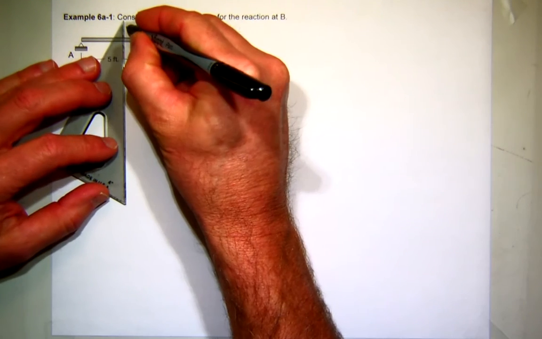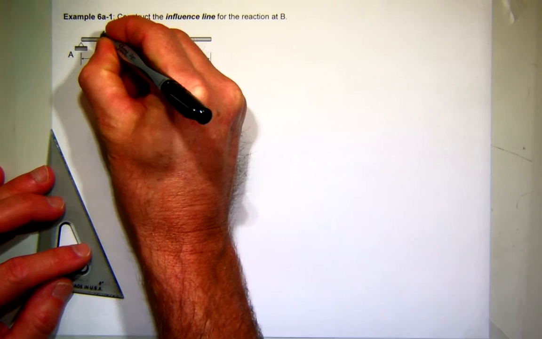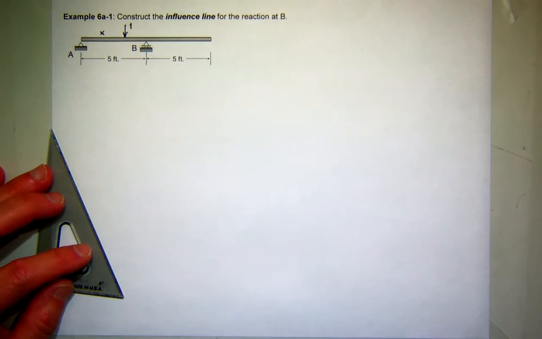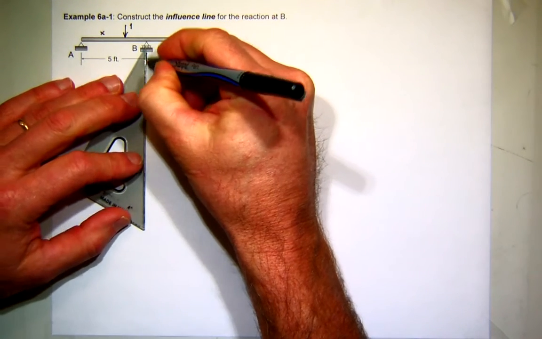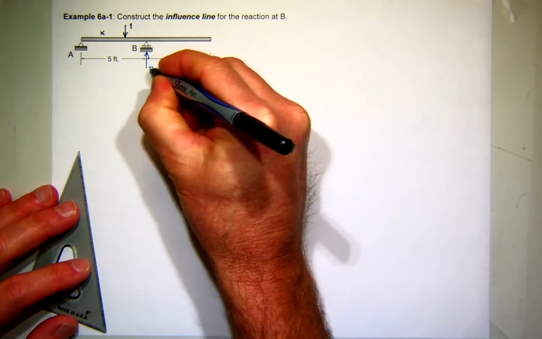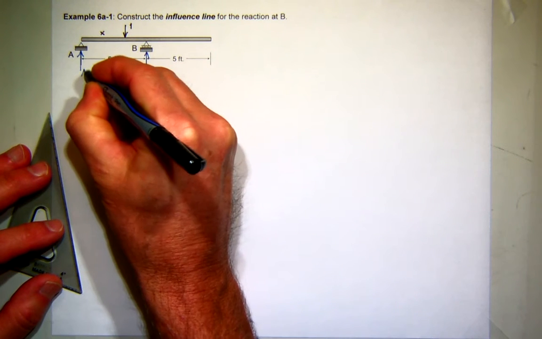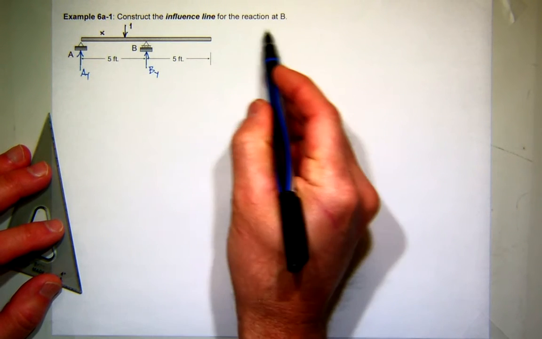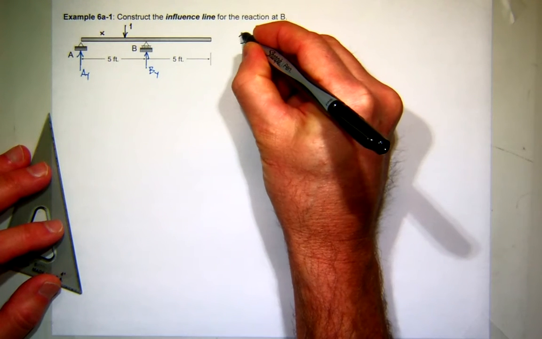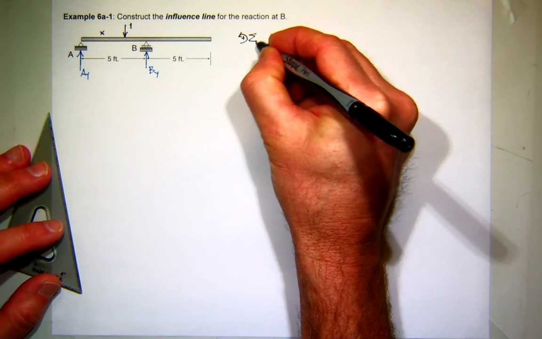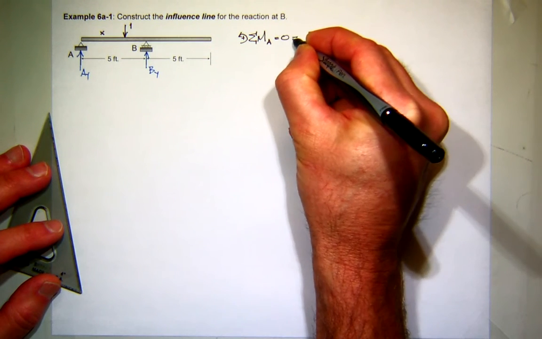So I'm going to say, here's my unit load of 1 at some distance x from the left. I'm going to assume my reaction at B is up. I'll call it BY. And I would have one at AY if I wanted it. Right now I'm just trying to find B. So I'm going to sum the moments about A.